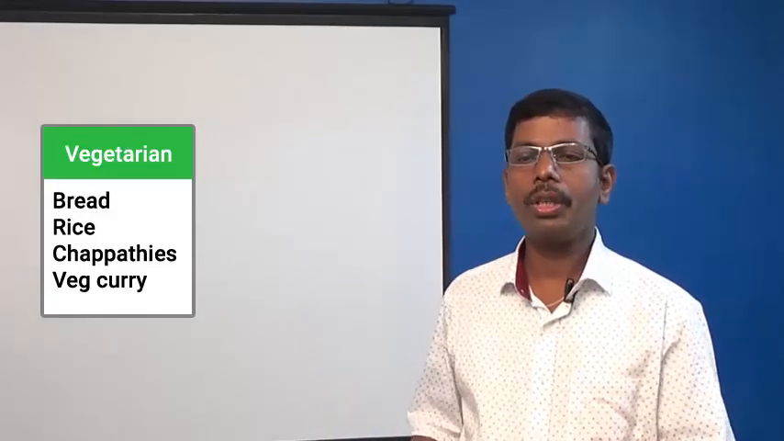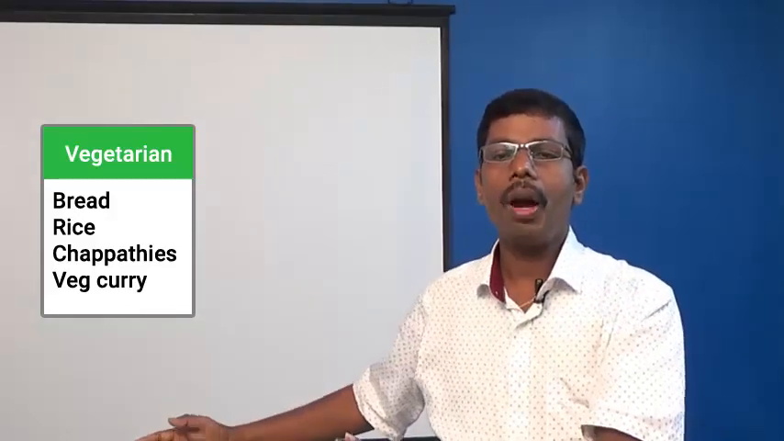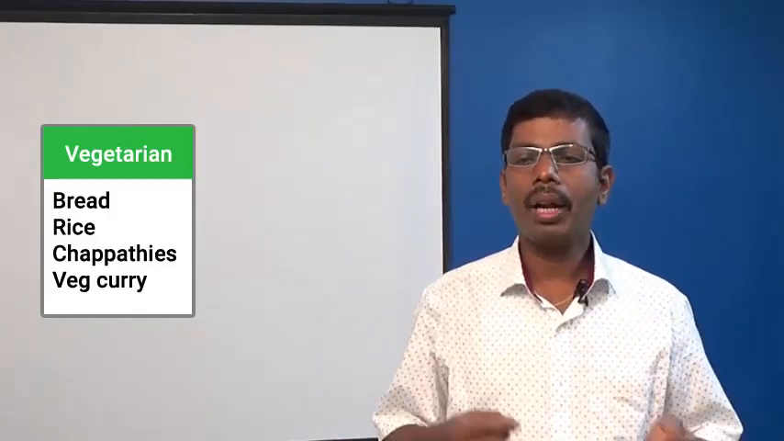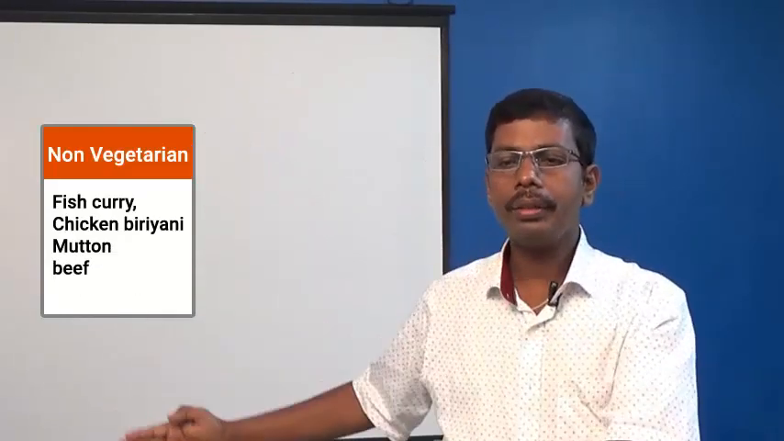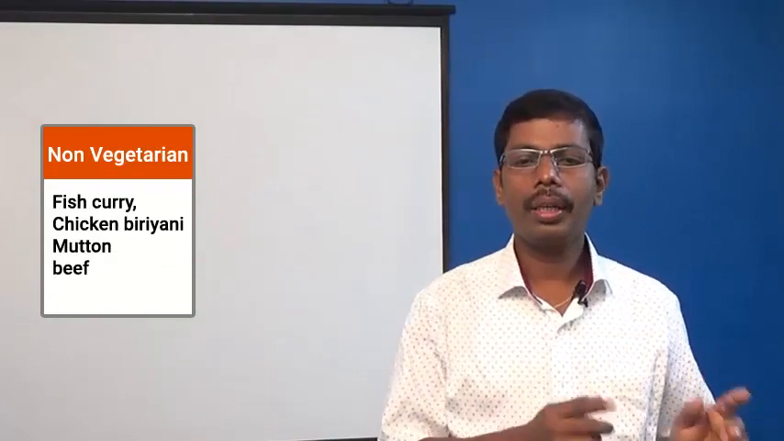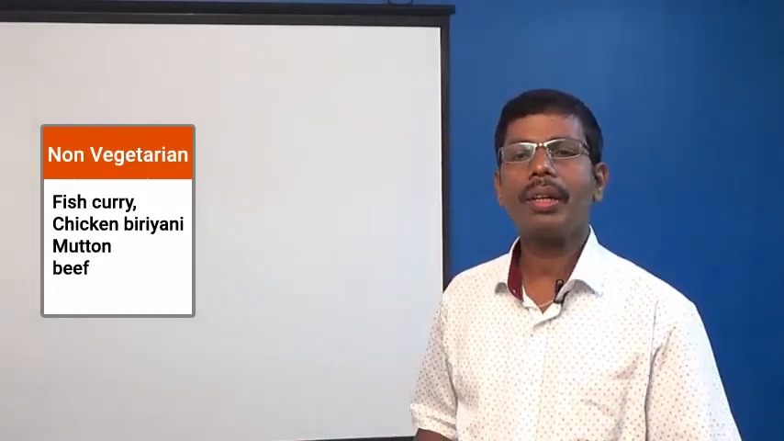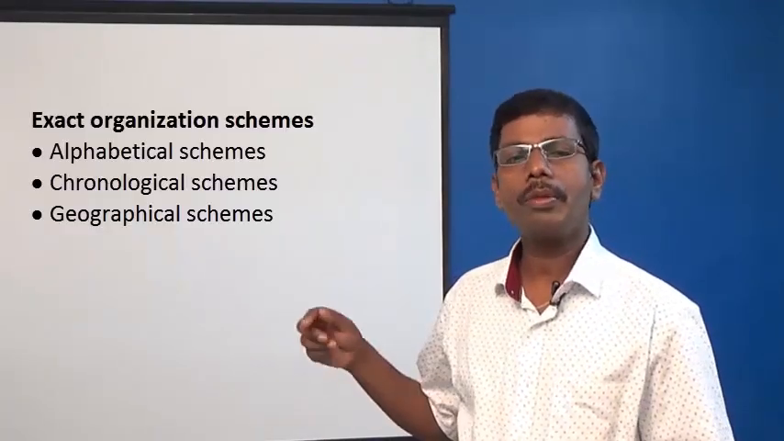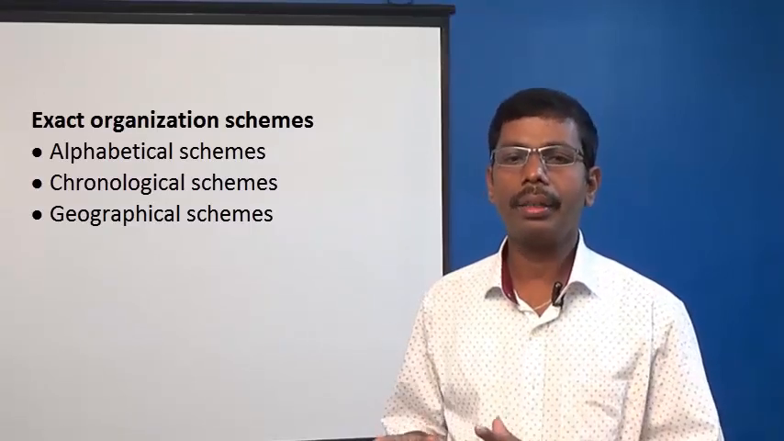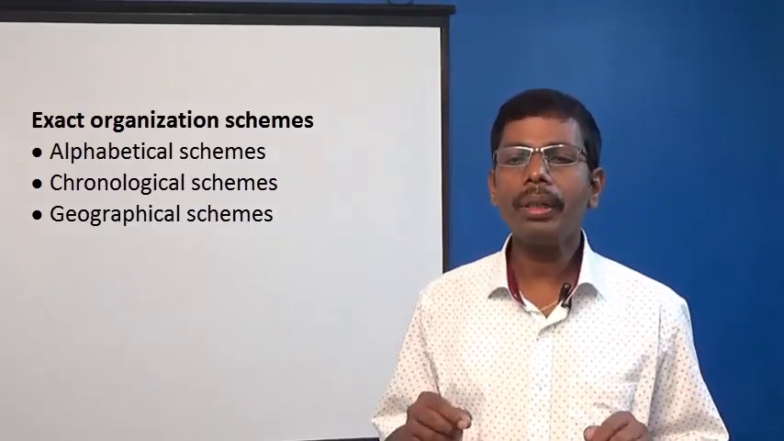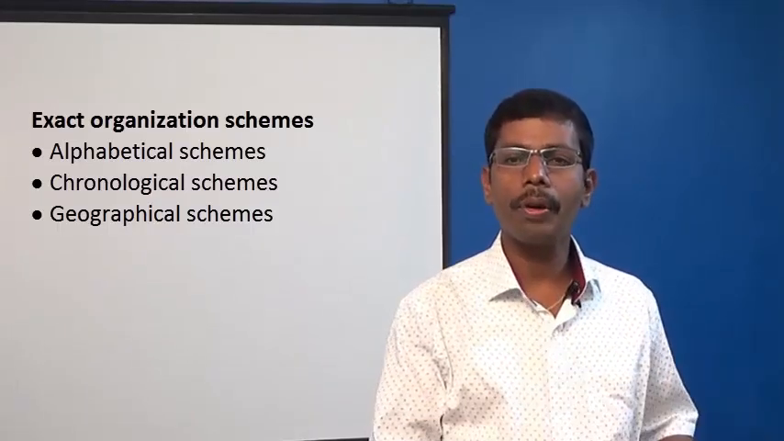For example, in food recipes, we organize veg and non-veg food. Under the vegetarian, we organize bread, rice, chapatis, veg curry, etc. Under the non-vegetarian, we organize fish curry, chicken biryani, mutton and beef, etc. Under exact organization schemes, we have subtypes of schemes. The first one is alphabetical schemes. We organize content alphabetically. It is important that the content labeling matches the words that users are looking for.